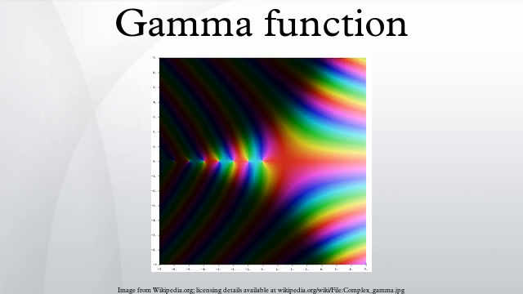to a meromorphic function defined for all complex numbers t, except at t = −n for integers n ≥ 0, where the function has simple poles with residue (−1)^n/n!. It is this extended version that is commonly referred to as the gamma function.